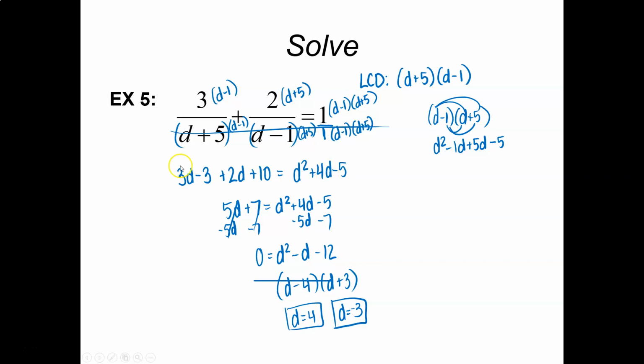And then this ends up being a quadratic, so you're going to move everything to one side. You should get D squared minus D minus 12. You will factor that into D minus 4, D plus 3, so you will get a positive 4 and a negative 3 as your answers. And neither one of those are excluded. Negative 5 and positive 1 are excluded, so these are your answers.